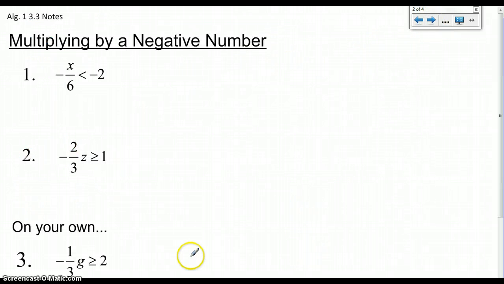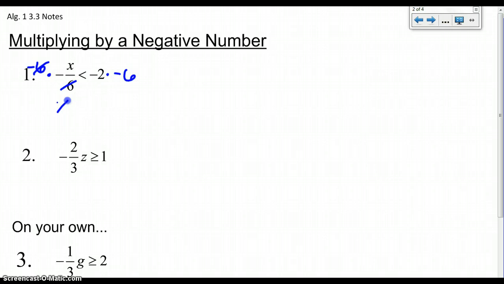Okay, now the new stuff. Multiplying by a negative number. When you multiply or divide by a negative number, you have to change your inequality sign. So I'll show you what that looks like. To get x by itself, we need to times both sides by negative 6, because that negative 6 will cancel that 6 out. So now we have to times both sides by negative 6.